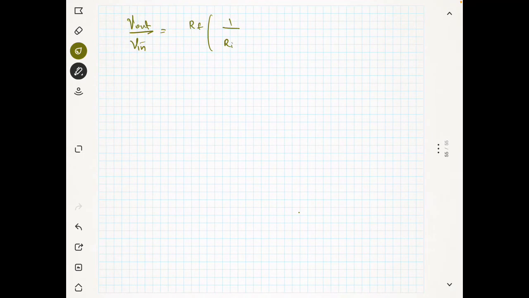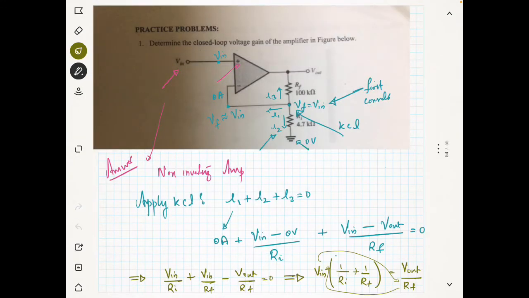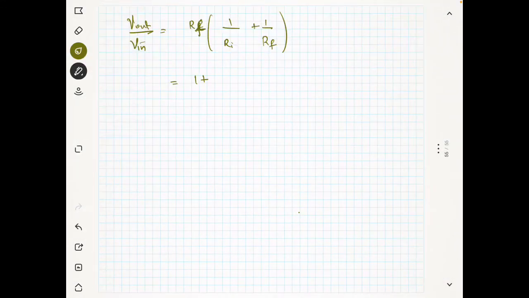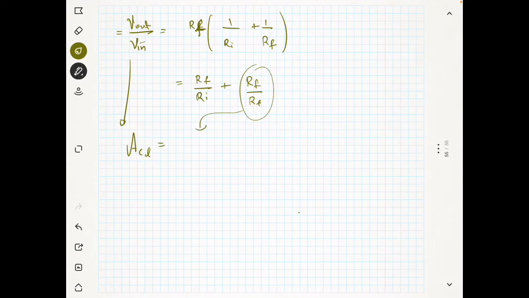Okay, that means that Rf into 1 by Ri plus 1 by Rf, right? So you will get it as 1 plus, this is Rf, sorry, it's Rf. So it becomes 1 plus, because if you multiply this, you will get Rf by Ri plus Rf by Rf, right? Now V out by V in, you can say this is nothing but your closed loop gain, which is equal to 1 plus Rf by Ri, right? So this is the closed loop gain.